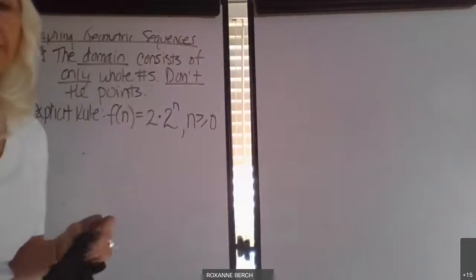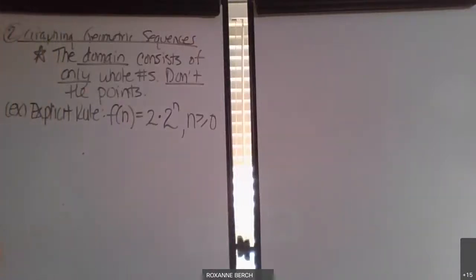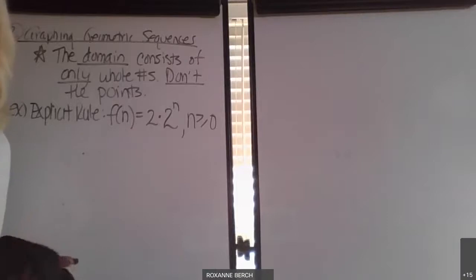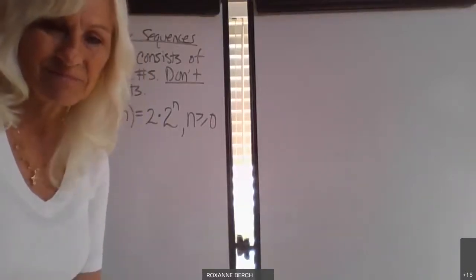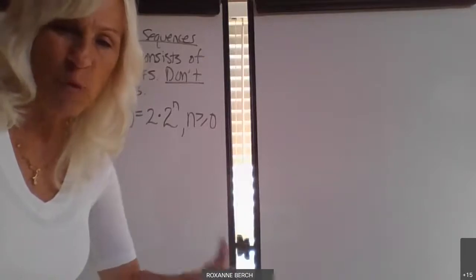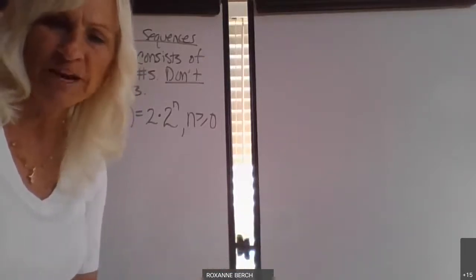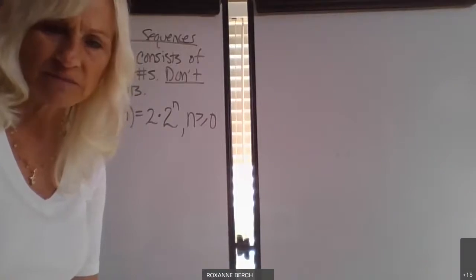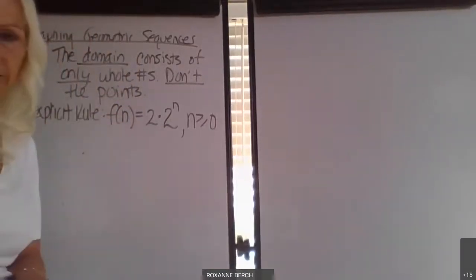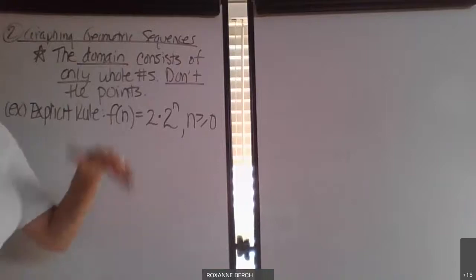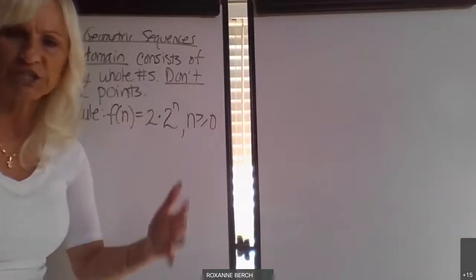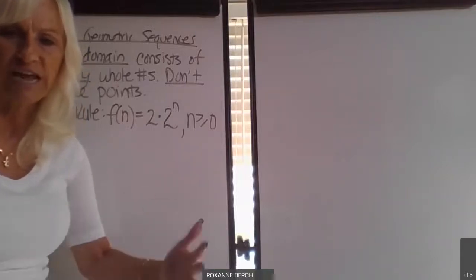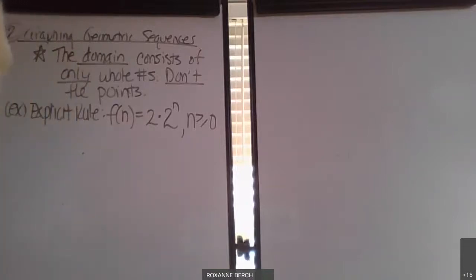What does N represent? Position number? The position number. So can the position number be a fraction? No. Can you have a position of 1.5? Can you have a position of 5 square root of 3? No, you cannot. So that's what this is saying. This is saying that since the domain is the position number, they can only be whole numbers like 0, 1, 2, 3, 4. No fractions, no decimals, only whole numbers.